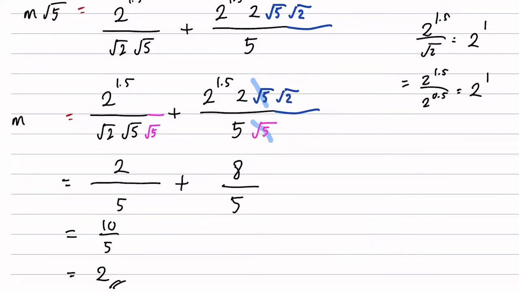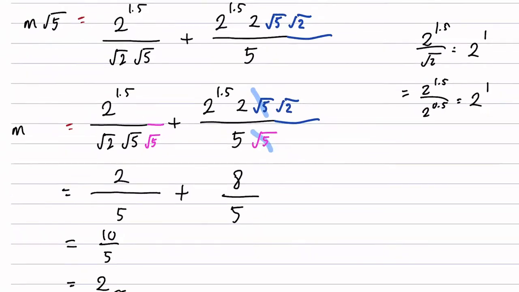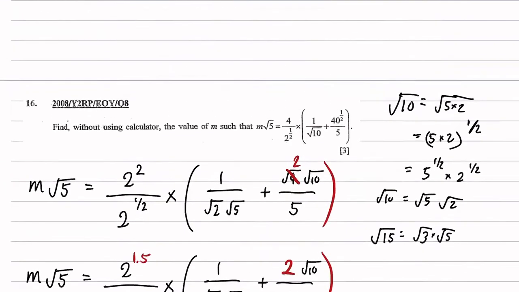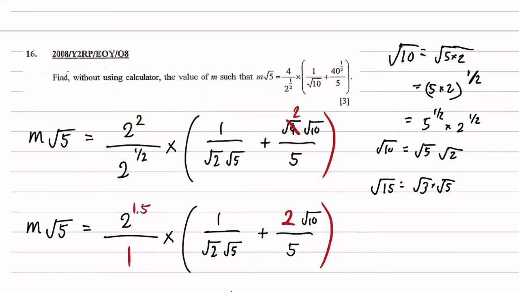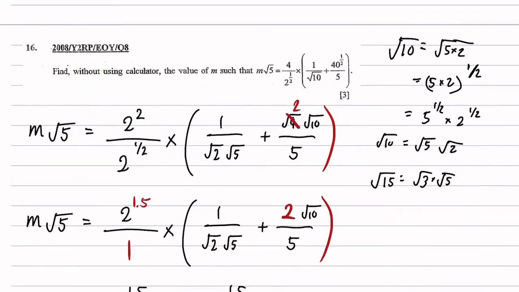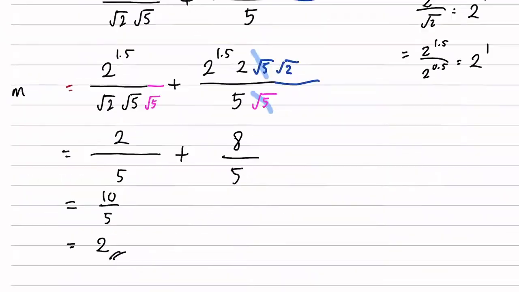So n equals 2. You could have used a calculator for this, right? Just type the whole thing in a calculator, then divide by square root of 5. But the purpose is to do it without using a calculator. Okay, time to move on.